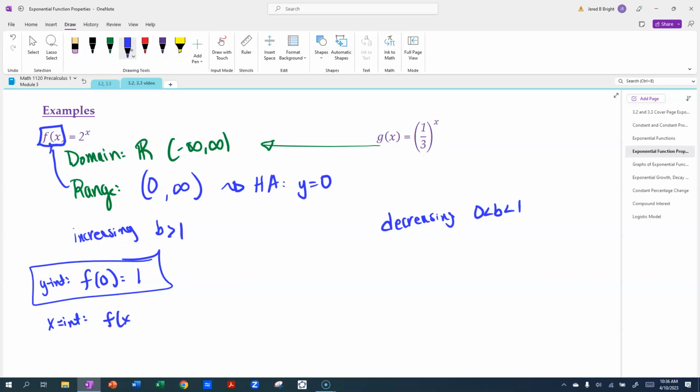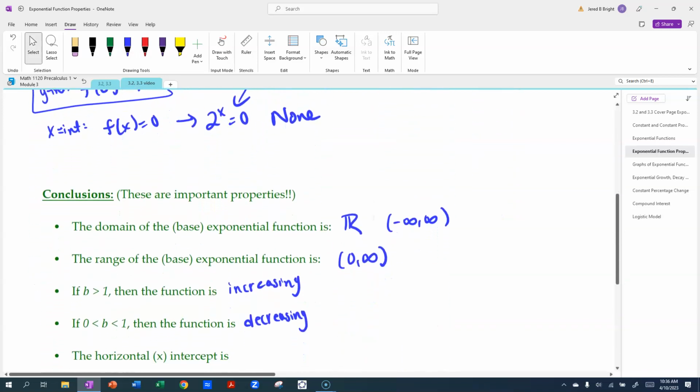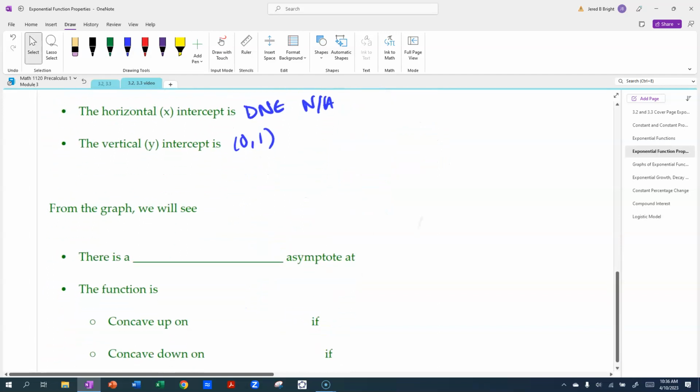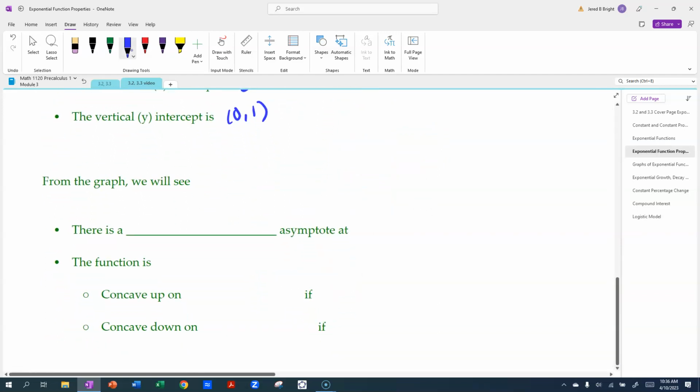So if we're trying to solve f of x is equal to 0, so we have 2 to the x is equal to 0, but wait, that can't happen, right? There's a horizontal asymptote there. So actually there's going to be none. There's not going to be any horizontal intercepts, okay? I'm going to say DNE, does not exist, or you can just do not applicable. And the vertical intercept is always at (0, 1), okay? And then from a graphical perspective, we're going to see a horizontal asymptote at y is equal to 0.